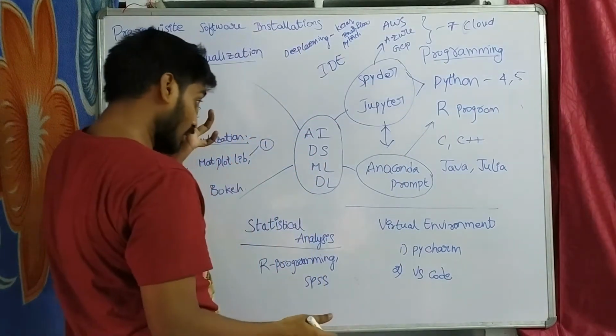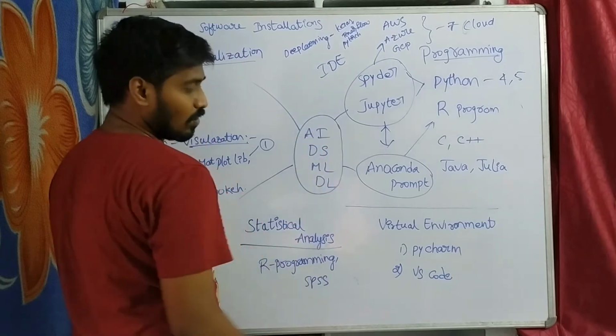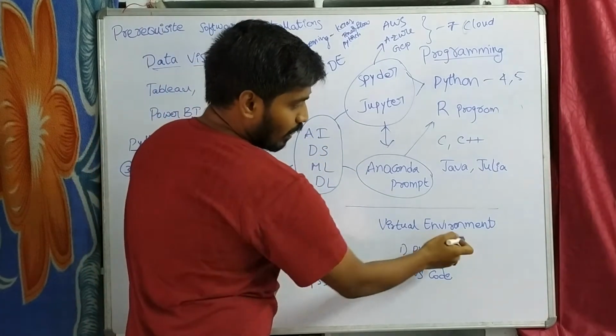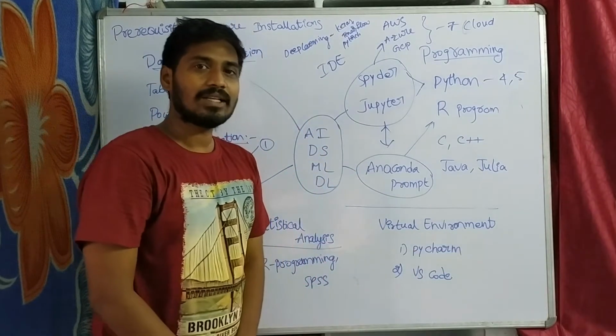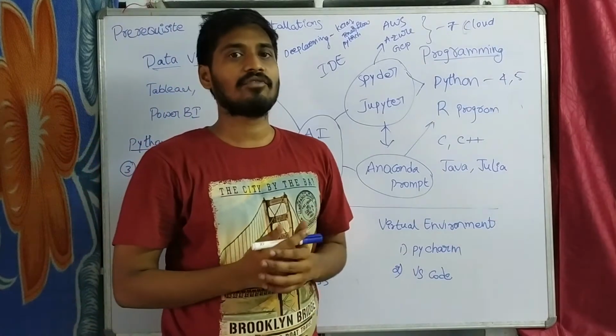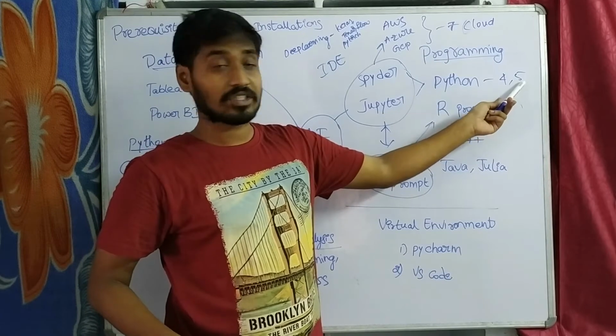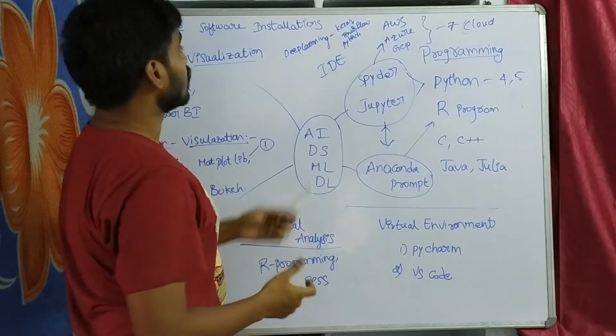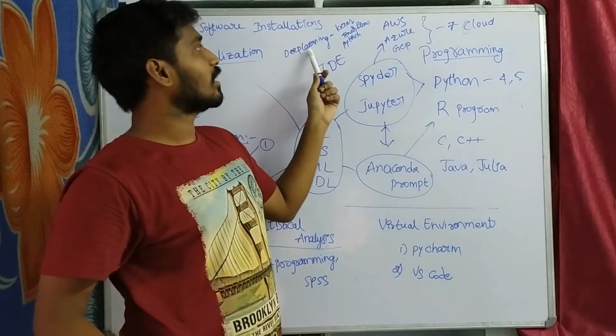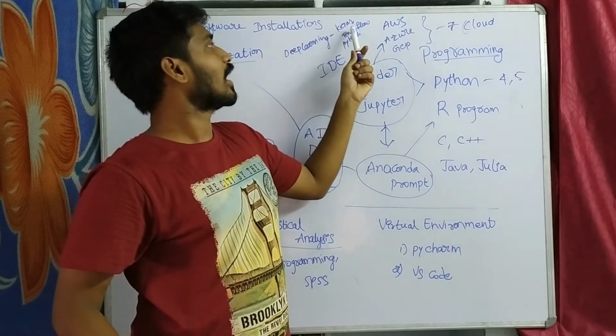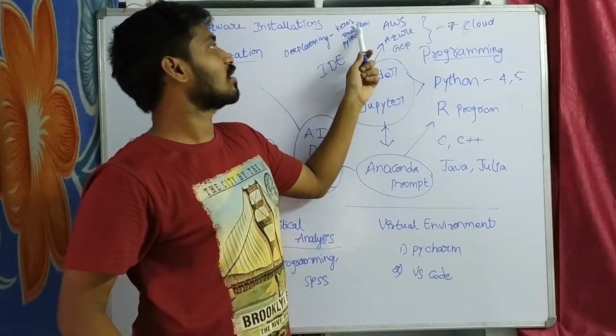Then after that, this thing is gone. Then let's see, virtual environment. Virtual environment means if we want some particular environment. So here I already said Python has 4 to 5 versions, and here it is written deep learning. Deep learning has frameworks: Keras, TensorFlow, and PyTorch.